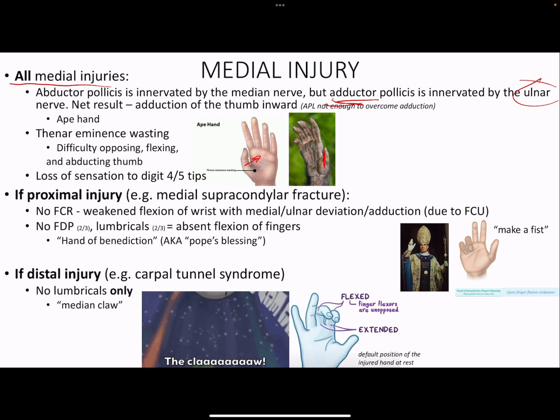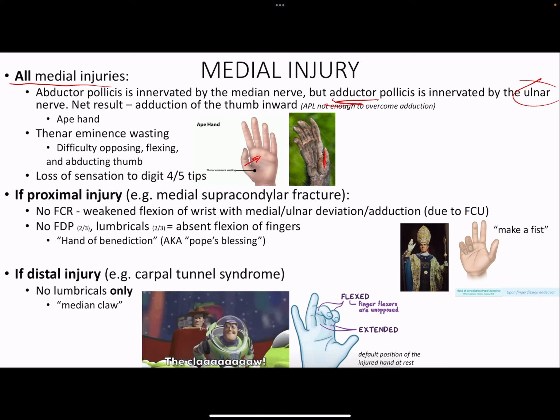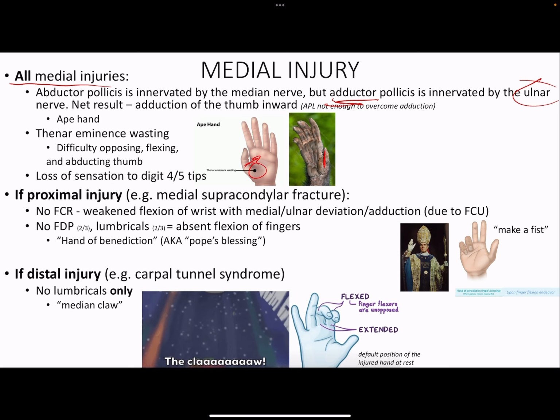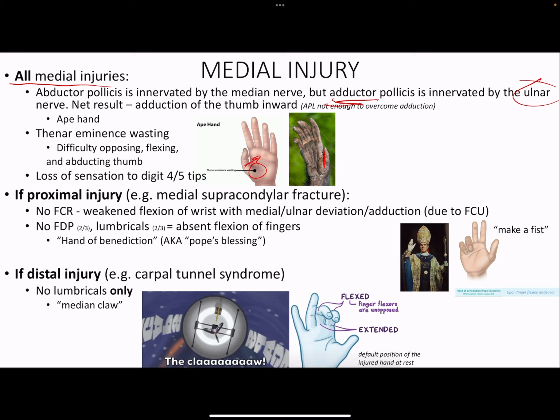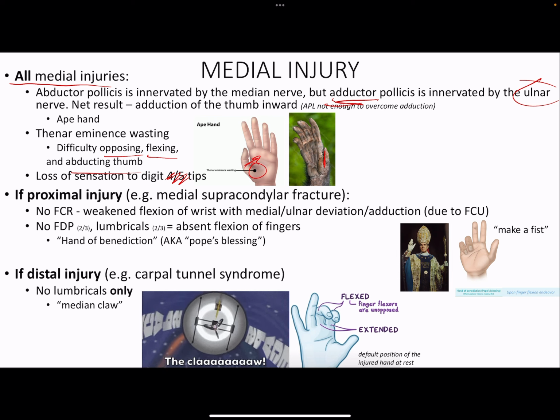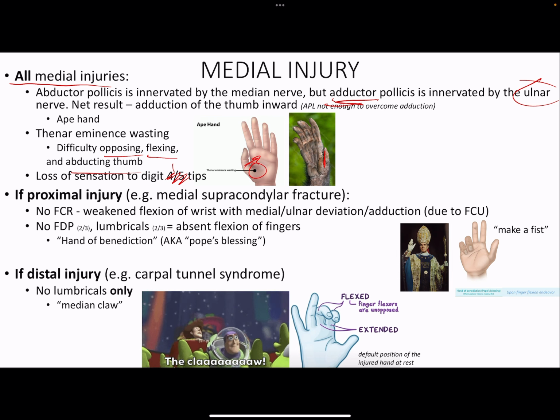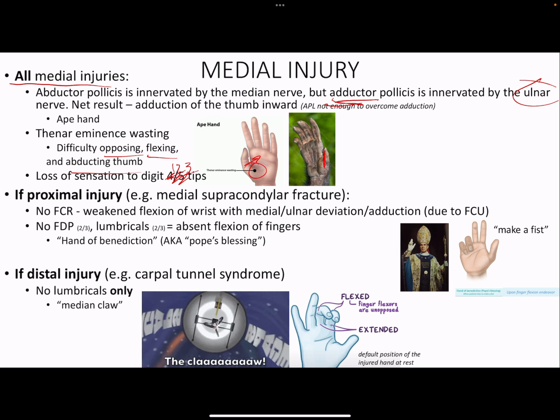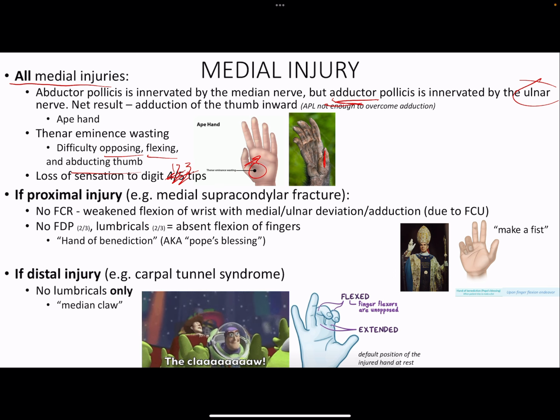You can't innervate your thenar muscles, so the padding right proximal to your thumb is going to go away. So there's wasting there, and without this, you have trouble opposing, flexing, and abducting your thumb. Loss of sensation to digits, not 4 and 5, that's a typo. Loss of sensation to digits 1, 2, and 3. Yeah, shame on me. That should be 1, 2, and 3.